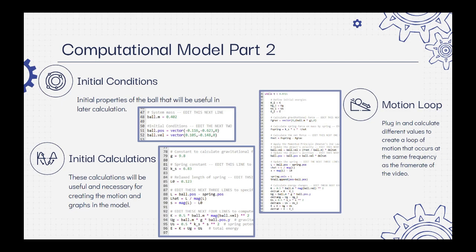The motion loop shown on the right is what really makes the computational model function, and it's just a while loop that changes once every frame, which is the same as the video, of course, so it should match up with the video.